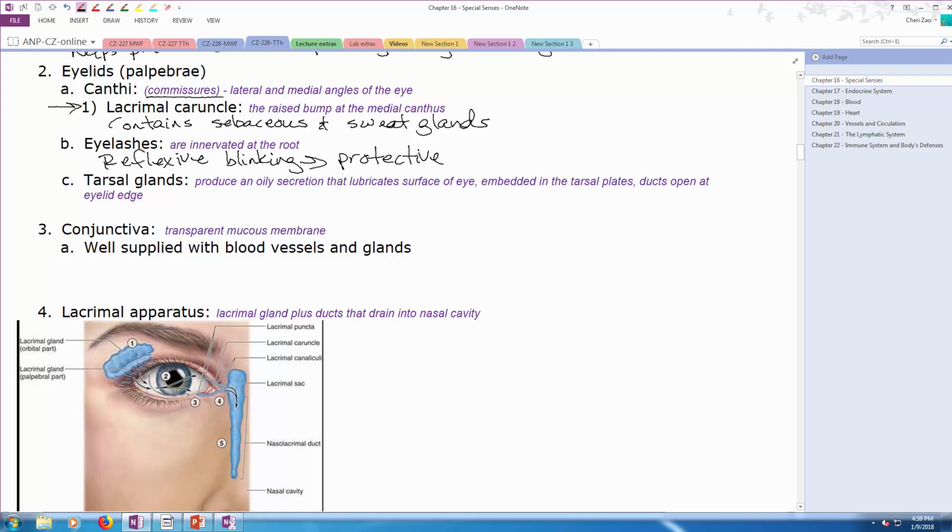Now, if they're in a coma that's not so deep, they can sometimes actually have reflexive blinking, because it is a protective mechanism. It is a reflex. Okay. Tarsal glands are also associated with our eyelids. They produce an oily secretion that helps to lubricate the surface of our eyes, and they are embedded in the area where we actually have our tarsal plates, and the ducts of the tarsal glands open at our eyelid edge.